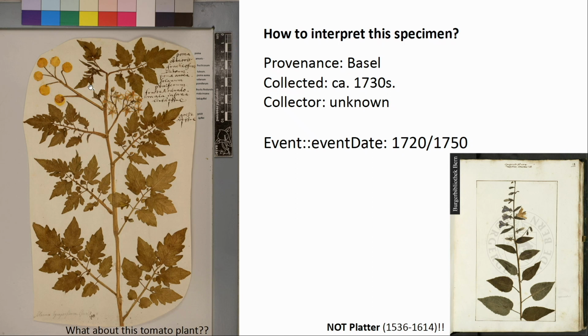Unfortunately, we still don't know who collected this very specimen, so in terms of Darwin Core, it becomes simple. Collector is unknown, and the event date is, well, let's say 1720, because the dating of the paper isn't entirely accurate, and 1750, because it would be unlikely that paper would be around for so long. Certainly not from Platter, and this is very important to know for the genomic study.